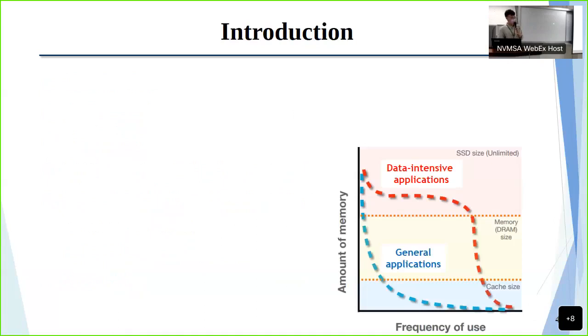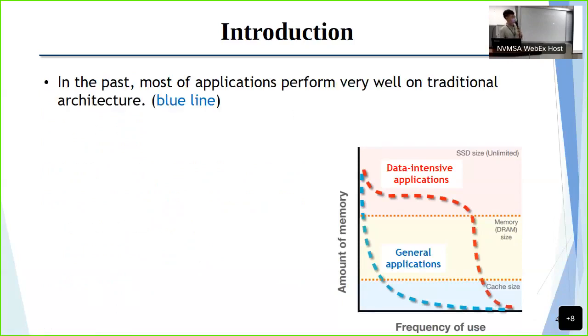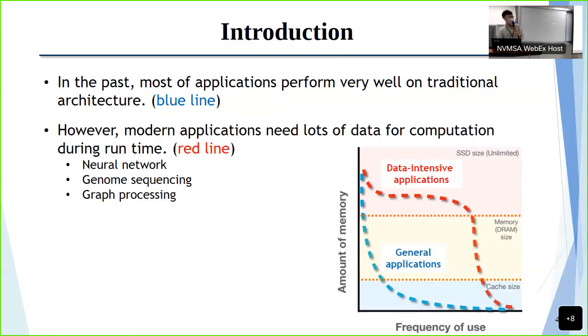This is the data access pattern of general applications and data-intensive applications. In the past, most applications performed very well on traditional architecture, like the blue line, which only requires a small amount of data during computation. However, some emerging applications need lots of data for computation during runtime, like the red line, which needs more data than the cache can hold. For example, neural networks, genome sequencing, and graph processing.